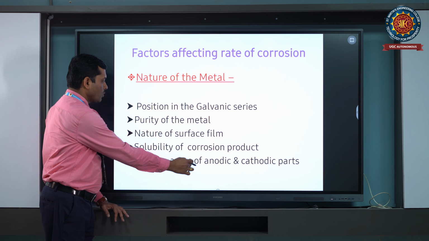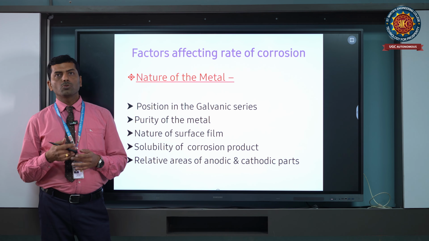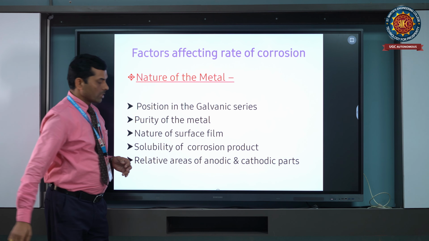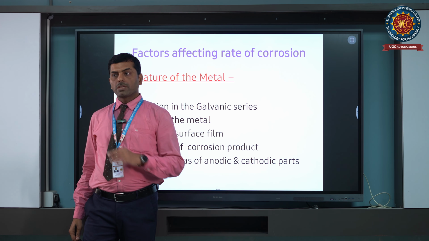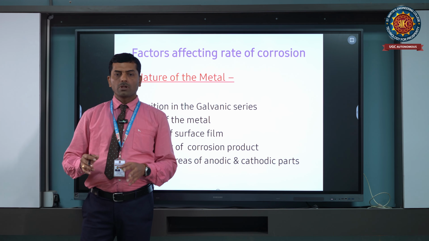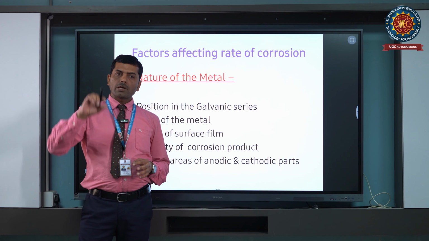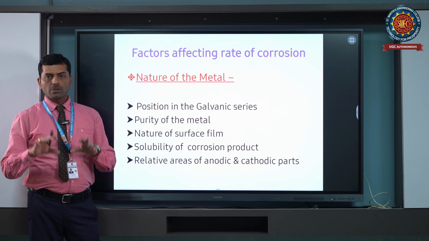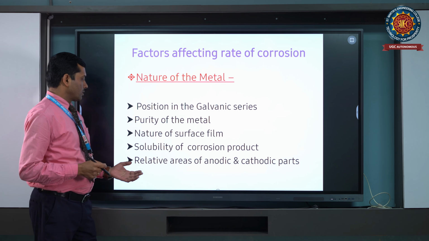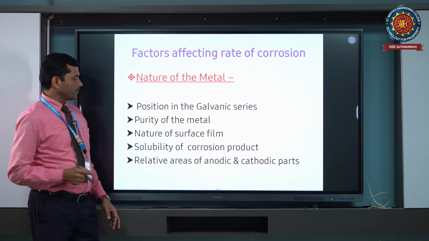Next, relative areas of the anodic and cathodic parts. Where there is a combination of many metals in different infrastructure, when the anodic area is small and the cathodic area is large, there is more chance for corrosion. If I take any infrastructure made up of copper and rivets made up of steel, the steel has a small anodic area, which means more current density, and there is a large cathodic area with the copper. So it demands more electrons, and the anode is completely corroded. In that way, a small anodic area and a large cathodic area decide the corrosion process.